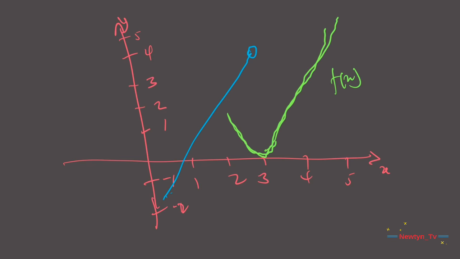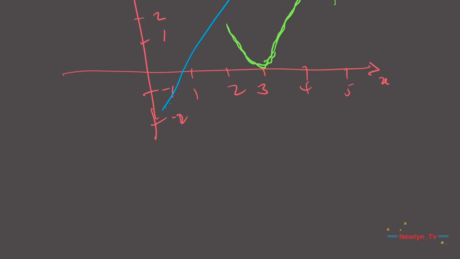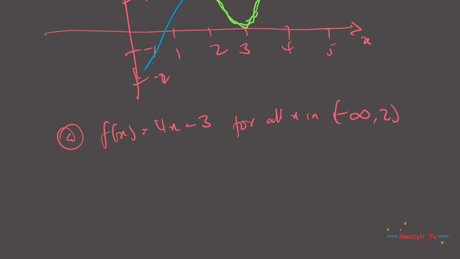Now let's look at the first question, which is a. Okay, so we have f of x equal to 4x minus 3 for all x in negative infinity comma 2. Now we are going to replace the f of x in the limit with 4x minus 3 and apply the limit laws. Okay, so that's what we are going to do right here.